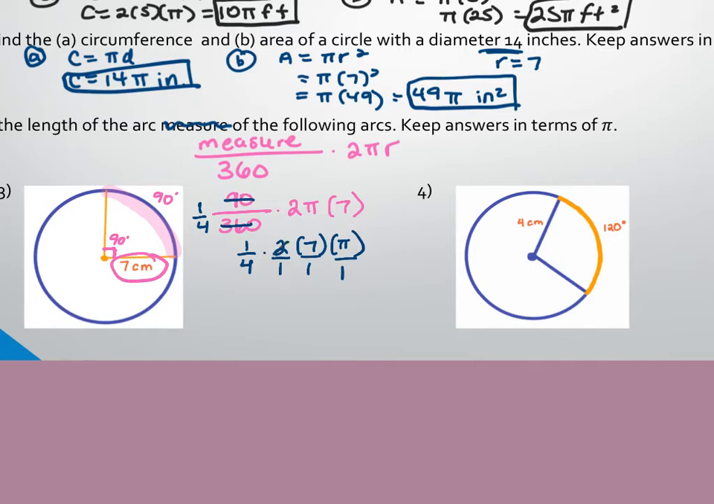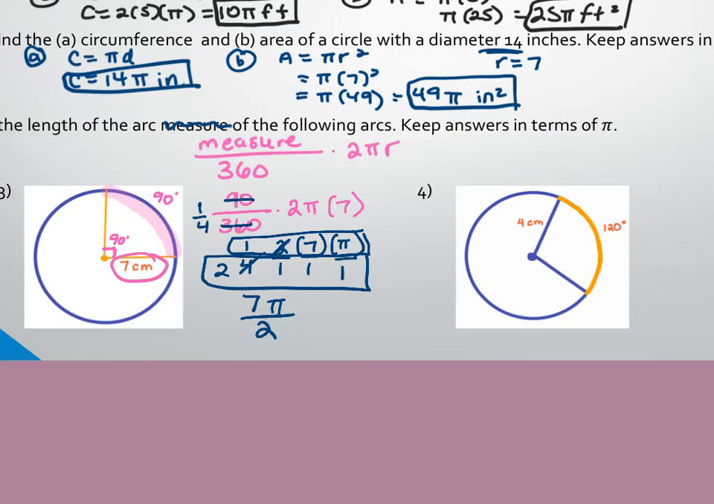The 2 here can go into the 4 twice. And then all the numerators, if I look at all the numerators, I've got 1 times 1 times 7 times pi. So it would just be 7 pi in the numerator. Look at the denominator, and it's 2 times 1 times 1 times 1. So 2 is the only thing in the denominator.